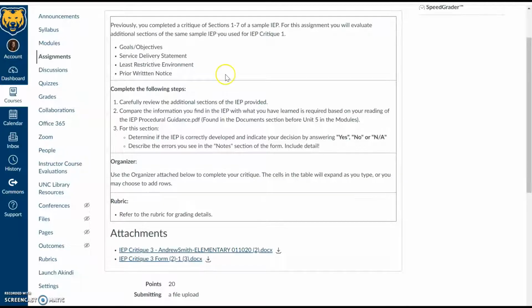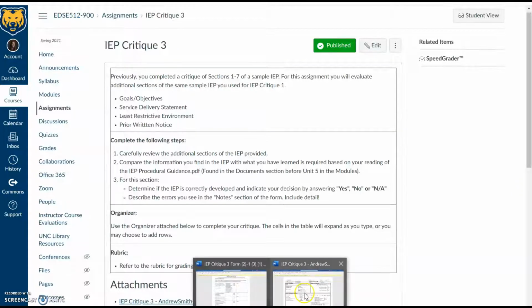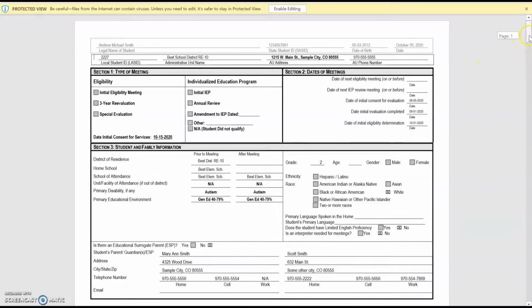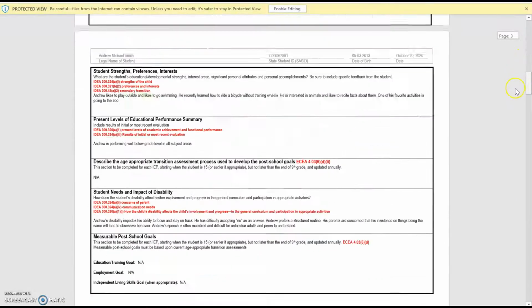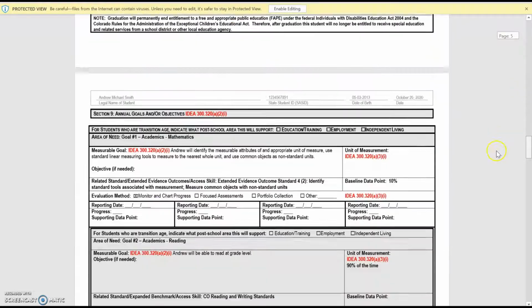So the areas that we will be looking at in this critique will be goals and objectives, the service delivery statement, the least restrictive environment, and prior written notice. And I just want to go through the document so that you can see the exact sections that we'll be looking at. So we'll start out with goals and objectives. And remember, we have already gone through all this. Don't need to look at the special factors for this.